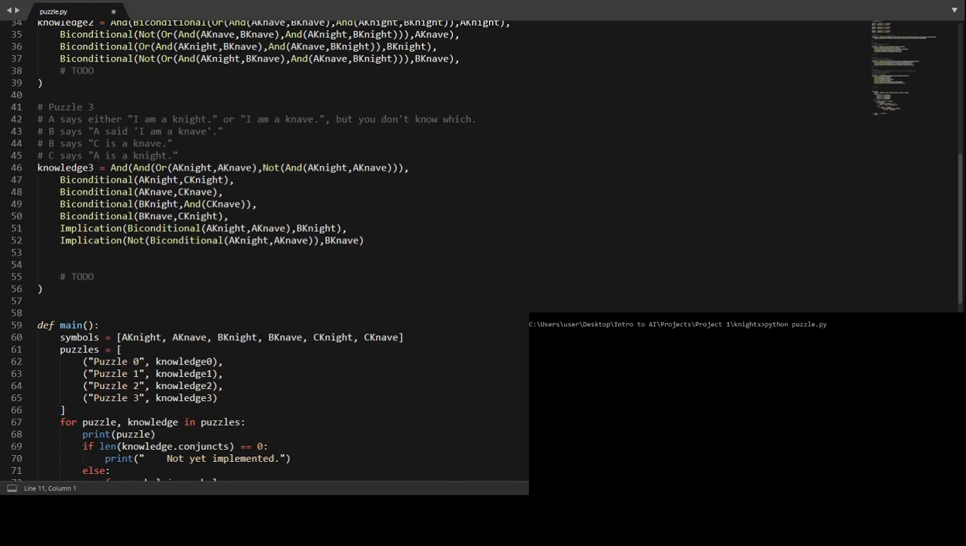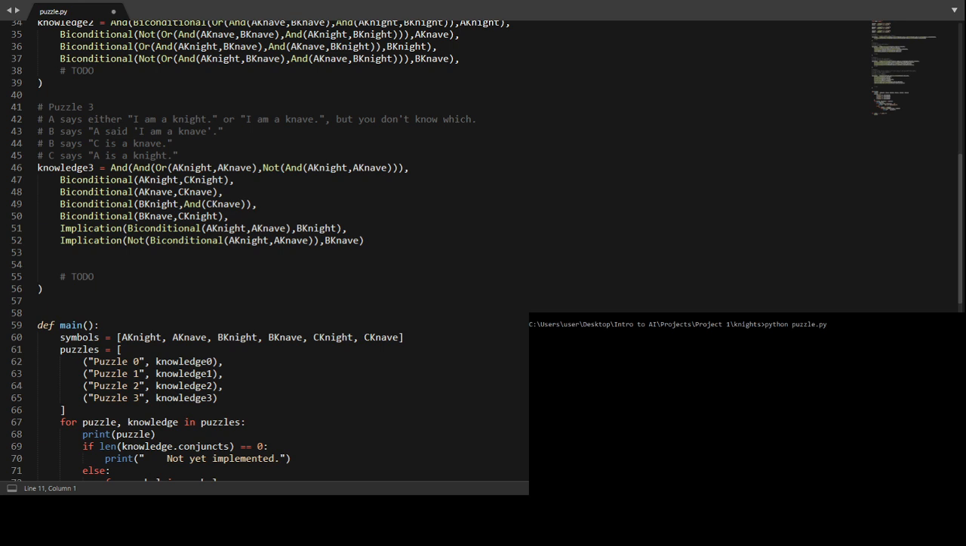For the third puzzle, we have a set of statements. A says either "I am a knight" or "I am a knave," but we are not sure if he is a knave or a knight. We certainly know that he is one of these, not both. And B says, "A said 'I am a knave.'" We are not sure what A said, but B is saying that A said I'm a knave. Also, B says C is a knave, and C says A is a knight. So we feed this raw information to the AI, along with the rules that A, B or C can be either a knight or a knave, not both, which the AI will figure out.